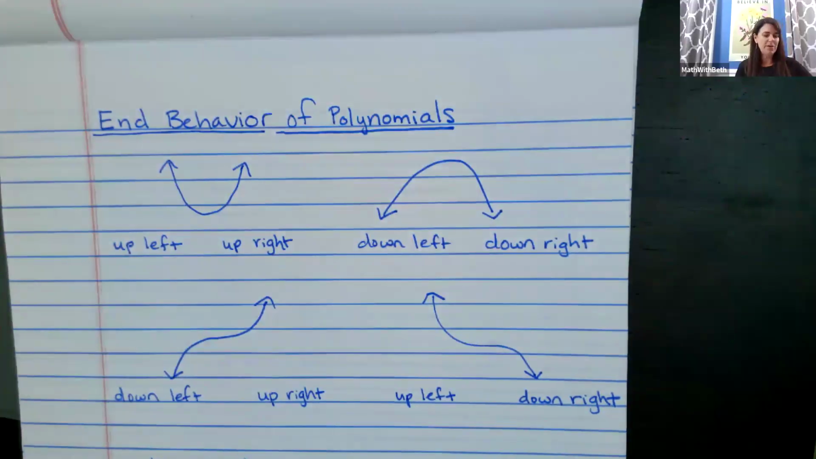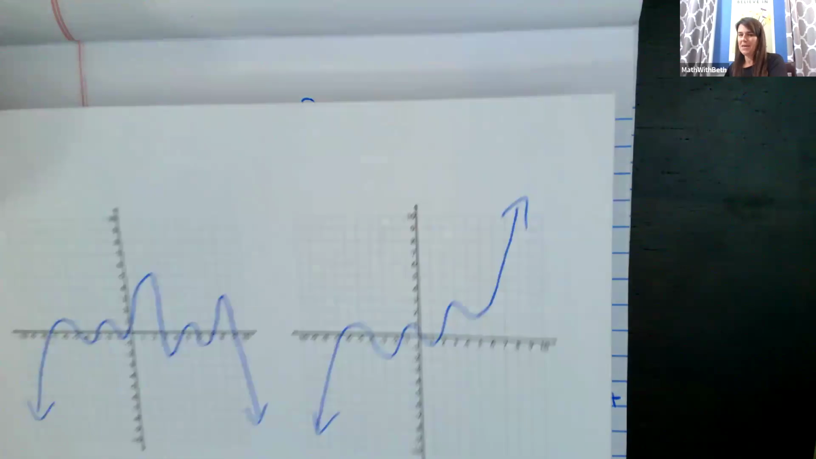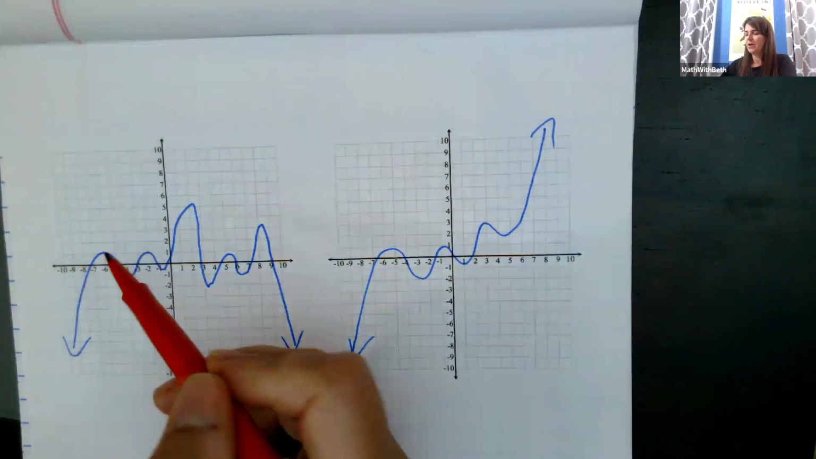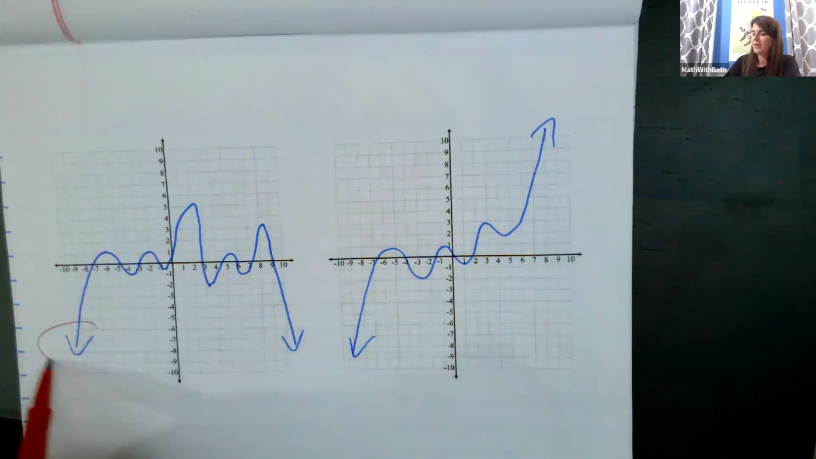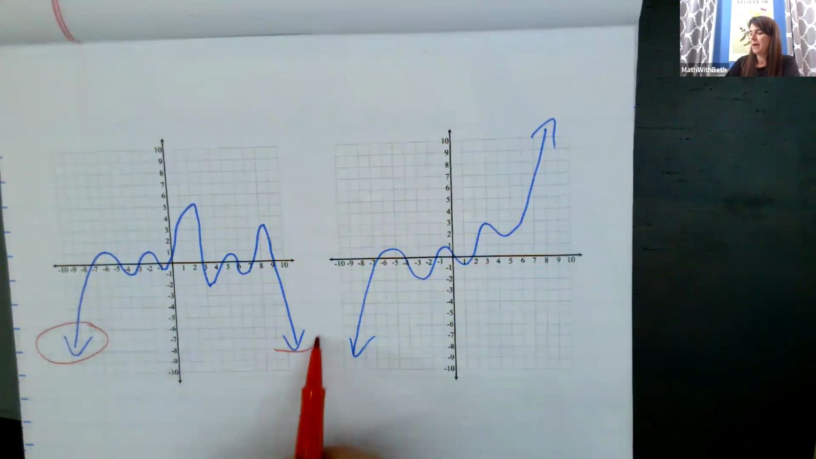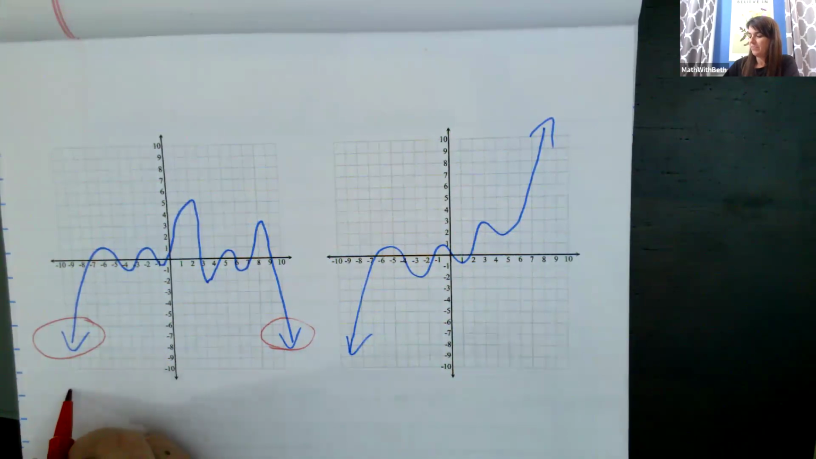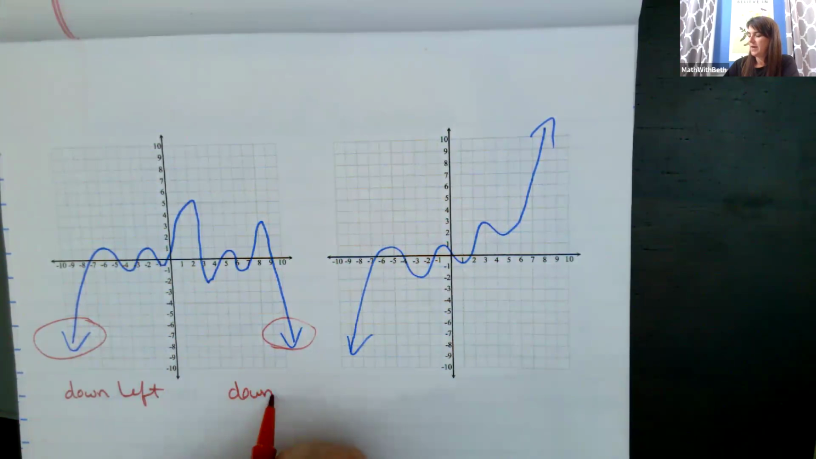When you have a polynomial and they ask you for the end behavior, what that means is no matter what's going on in the middle of a graph, what is happening at the very left and what is happening at the very right. So this would be an example of the graph going down to the left and down to the right.